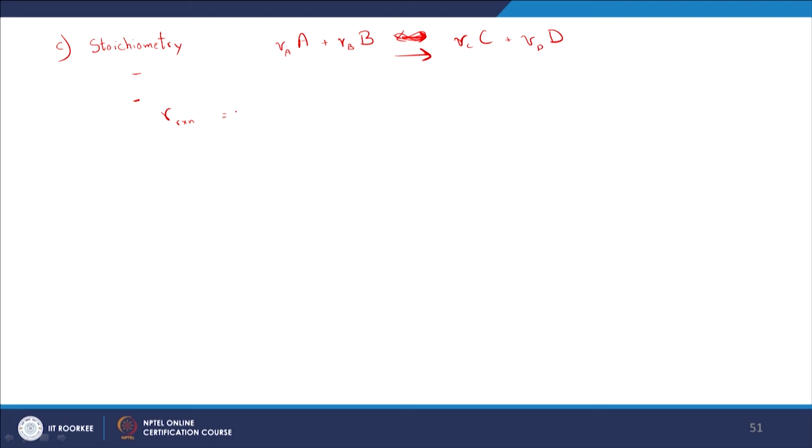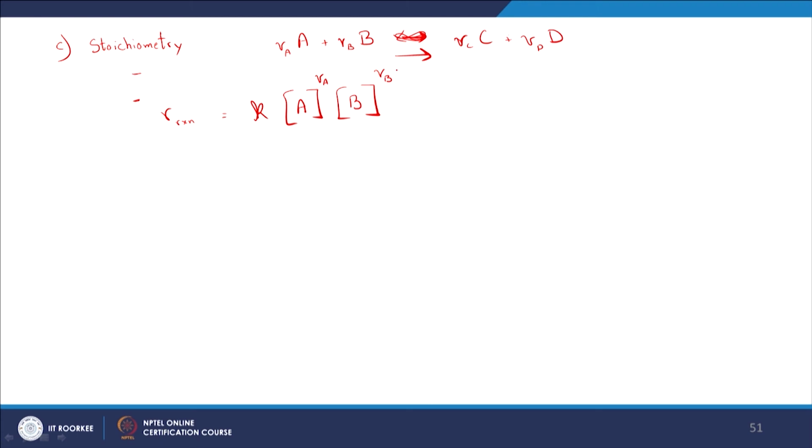The rate of the reaction is going to be the rate constant of this particular equation, multiplied by the concentration of A raised to the power of that stoichiometric coefficient, into the other reactant B raised to the relevant stoichiometric coefficient. This is the rate of the reaction though, right.